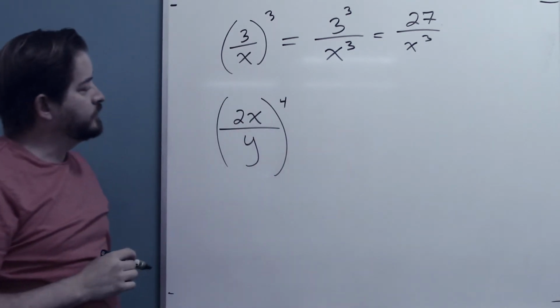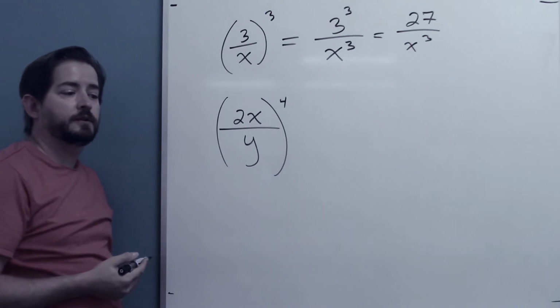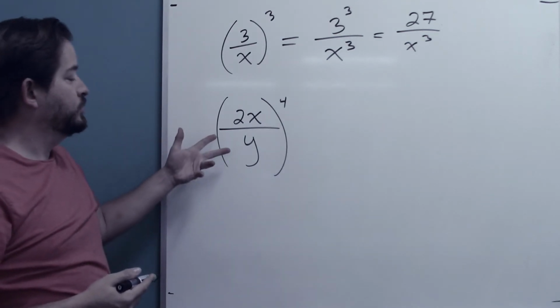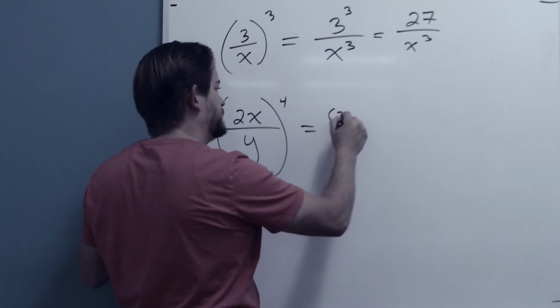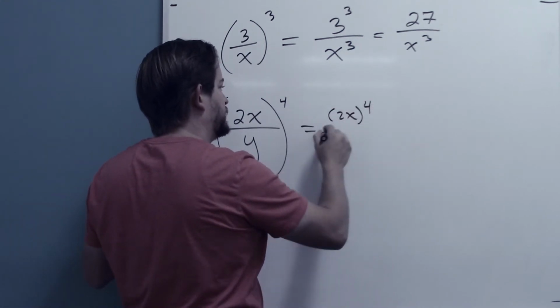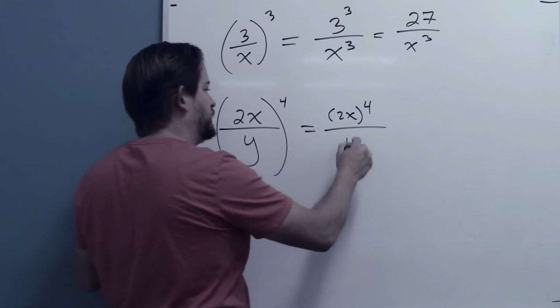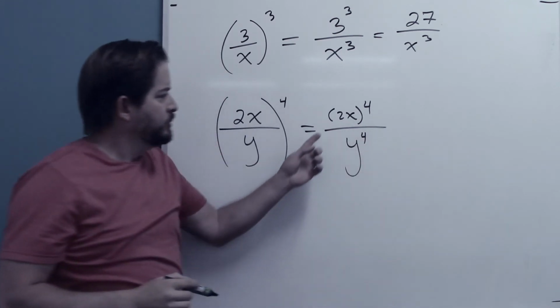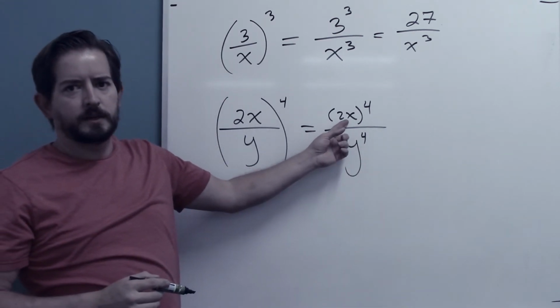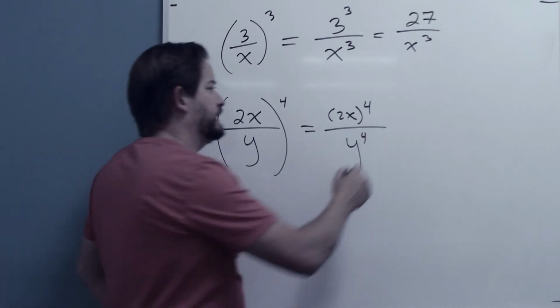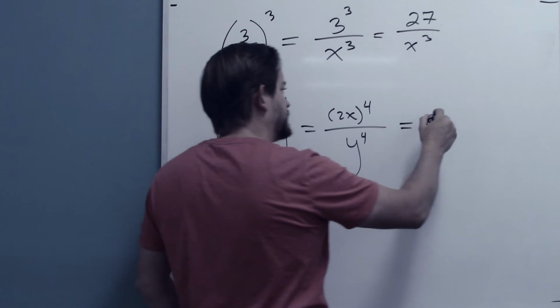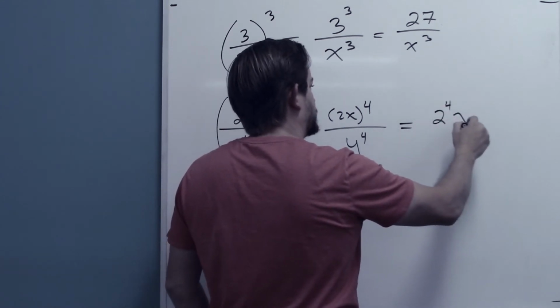Okay. I have 2x over y that gets raised to the fourth. To use that quotient property, that means that my numerator, which is 2x, gets raised to the fourth, and then my denominator, which is just y, gets raised to the fourth. But now I have the product property here, that product rule, that says I have a product being raised to the fourth power, and therefore everything inside that product gets raised to the fourth as well.